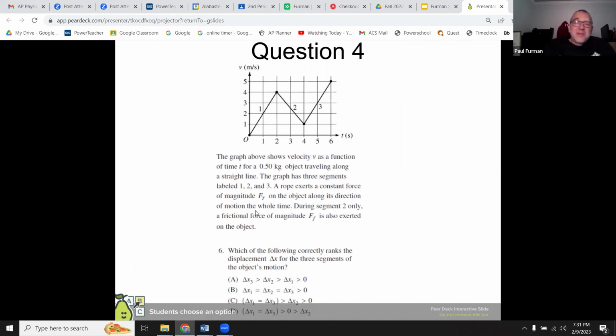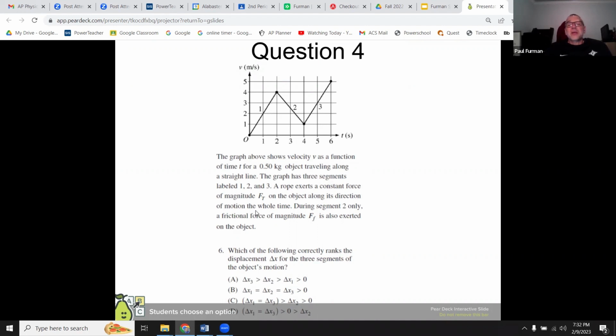And the displacement of an object you can get graphically by calculating the area under the graph, or the area between the graph and the horizontal axis. So question 4 involves 3 different segments. They're labeled there: segment 1, segment 2, and segment 3. And it asks you to rank the displacement for the 3 segments of the object's motion.